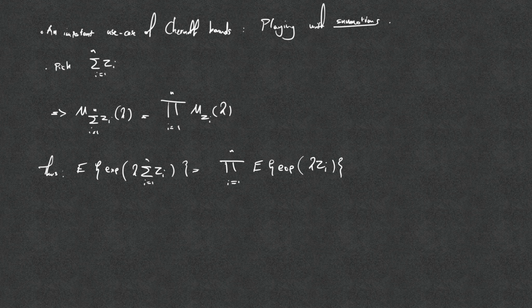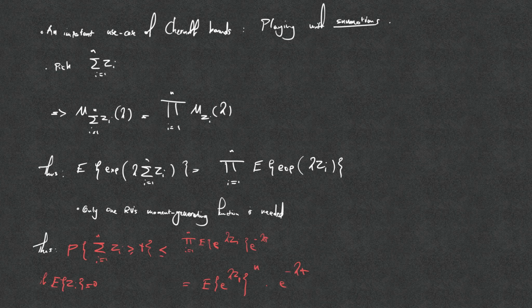Now, what does it mean? Given that the Zi's are independently sampled, you could pick only one of these random variables' moment generating function, and then just use the n. And therefore, for example, if you're looking at this probability, you can bound it like this. And it becomes like this. Because it's a multiplication, it's basically the same as computing it for one and just raising it to the power of n.